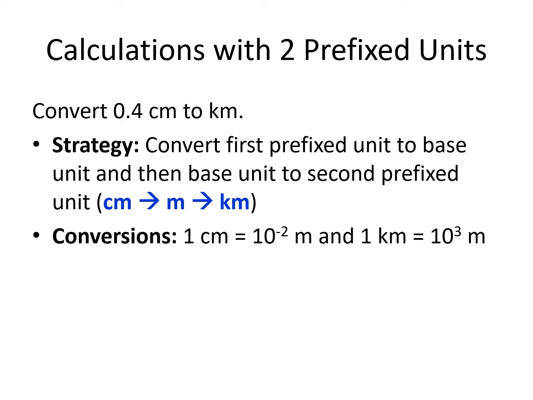Whenever I convert between two prefixed units, I use 2 conversion factors and go through the base unit. For example, to go from centimeters to kilometers, I would use one conversion factor to go from centimeters to meters, then a second conversion factor to go from meters to kilometers. I would need one equality for each conversion factor.